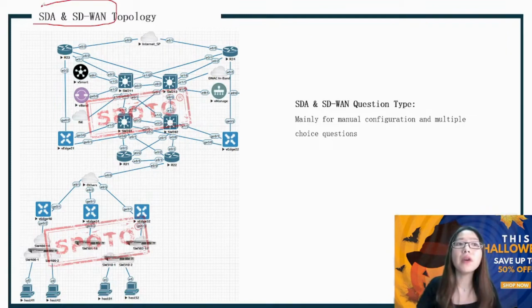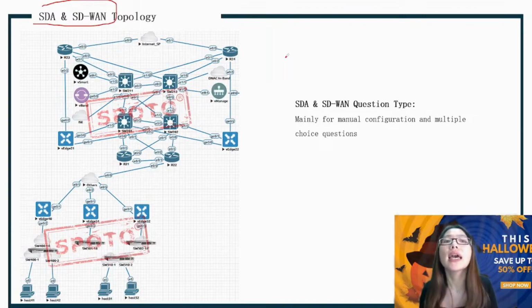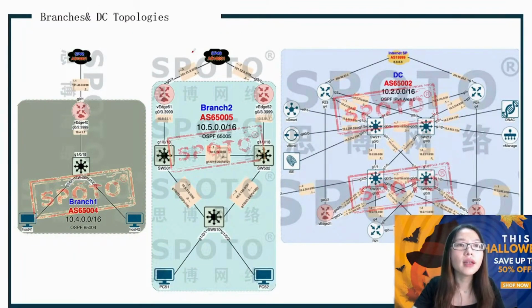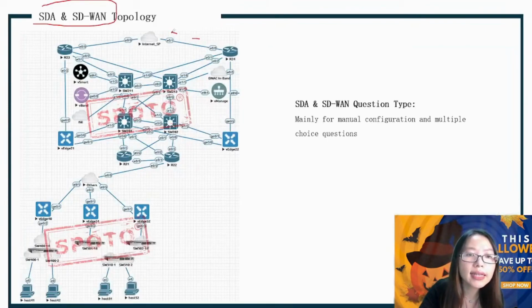Next, I will introduce the SDA and SD-WAN module, which is the complete SDN topology. If the previous routing and switching can be successfully completed, the SDN topology is not very difficult. Let's take a brief look at the technical points used in SDA and SD-WAN. You can see the topology first. This is the detailed topology of the SDN related module.